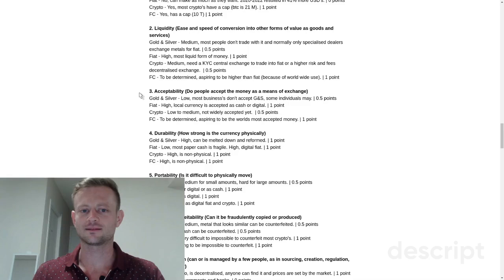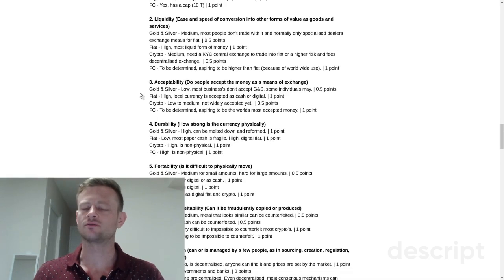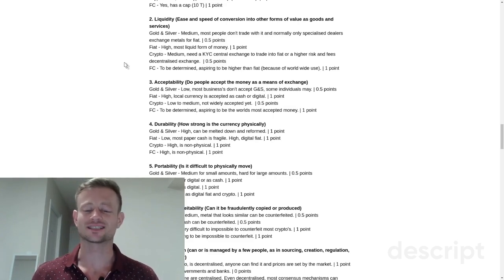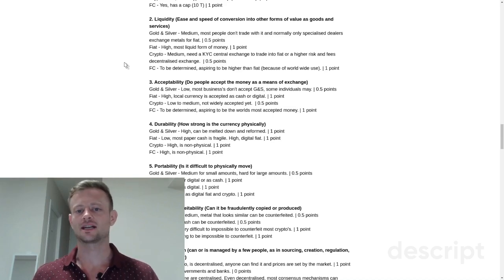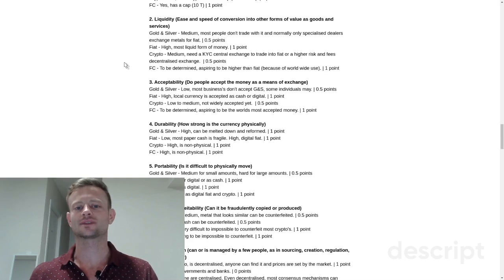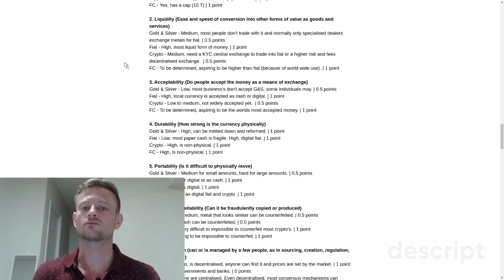Number 2, liquidity is the ease and speed of conversion into other forms of value, such as goods and services. So for example, a house isn't liquid, right? It might be a great store of value. It's not a very good medium of exchange. It's not very liquid because it takes time to sell it, right? If you want to buy a loaf of bread, some eggs, some milk, well, you can't use your house. It's going to be very difficult to actually sell it and then turn it into something that's really liquid, like fiat, like cash. And so fiat is the highest.